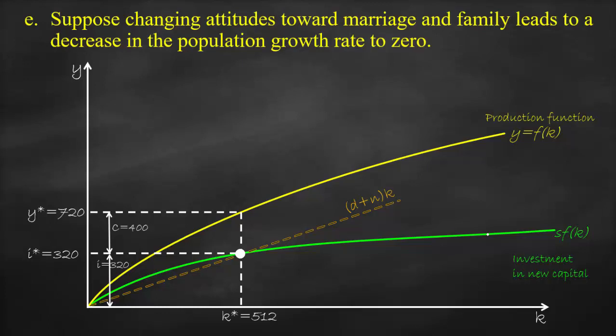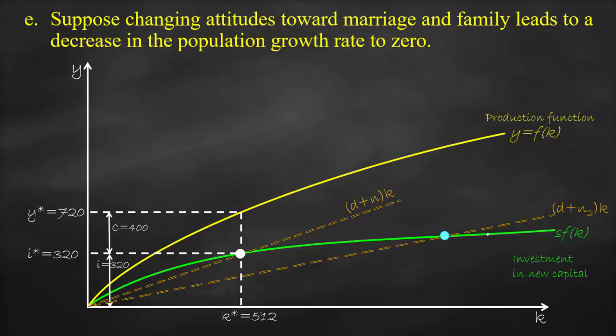Then let's draw it. This is our old production function, maintenance cost and investment function. What will happen to our maintenance cost curve if n decreases? So the whole curve will shift to the left. So we're going to shift it here now to the left. Then I would like to look at our new steady state, which is the point of intersection between the new maintenance cost, which is little d plus little n multiplied by k, and our investment function. So it will be this point.